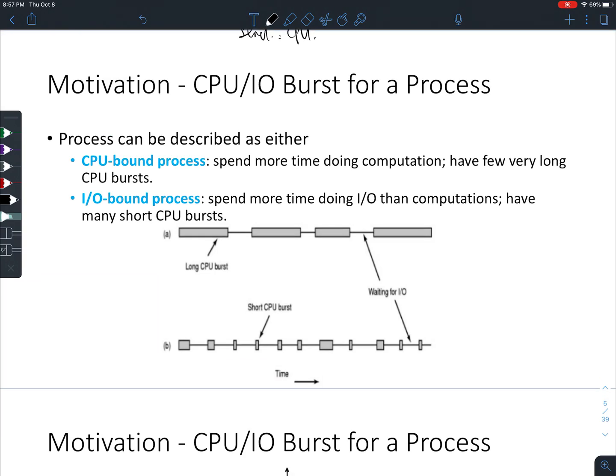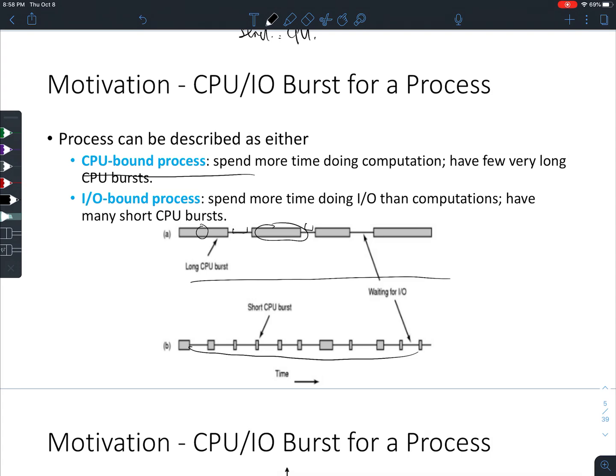So here, based on how long the CPU burst is and how long the I/O burst is, we can categorize processes into two types. The first type is called CPU bound process. For example here, we have a long CPU burst followed by a short I/O burst, and a long CPU burst followed by a short I/O burst. Here this process relies on the CPU intensively, and we call it a CPU bound process, because it spends more time doing computation rather than input and output.